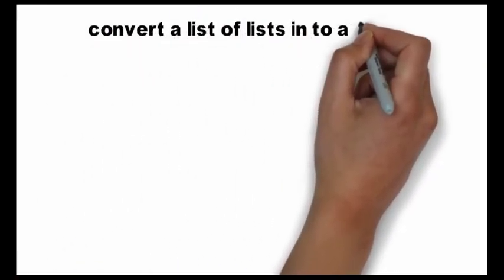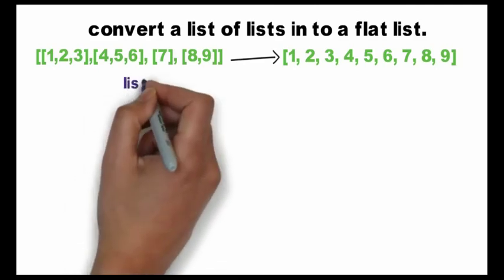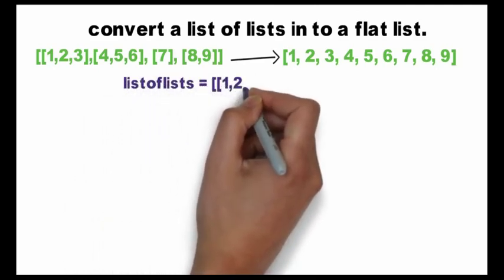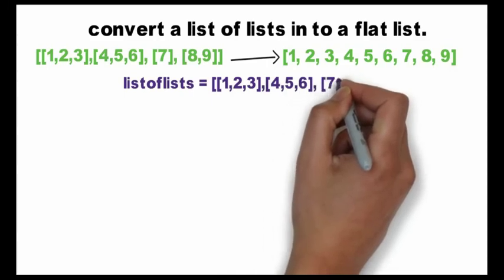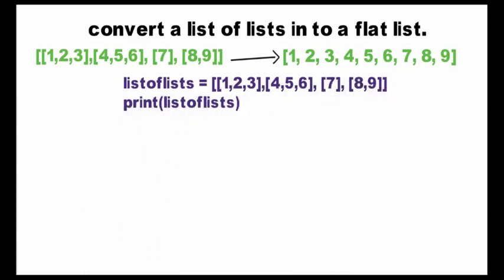Next, let's see how to convert a list of lists into a flat list. Let's create a list of lists. List_of_lists equal to 1, 2, 3 and 4, 5, 6 in the second list, and 7 in one list, and 8, 9 in the final list.